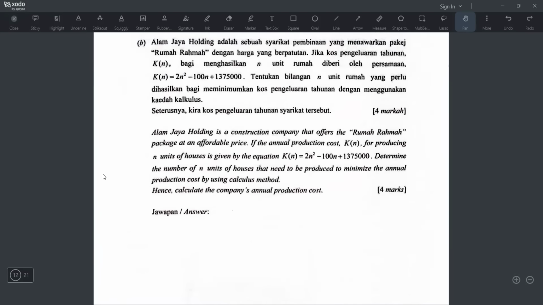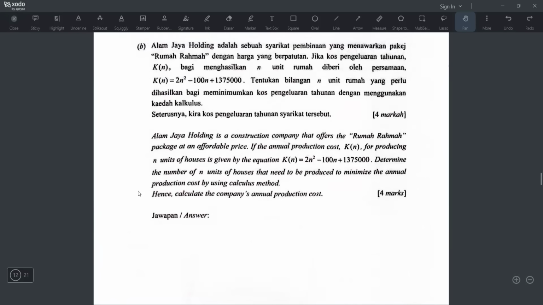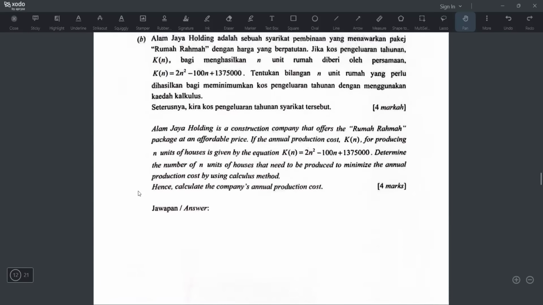Okay, question B. What chapter is this? I feel like it's still differentiation, because it's still the same question. So yeah, it's also from chapter 5, chapter 2.